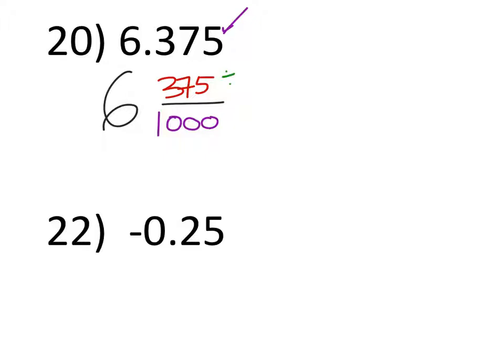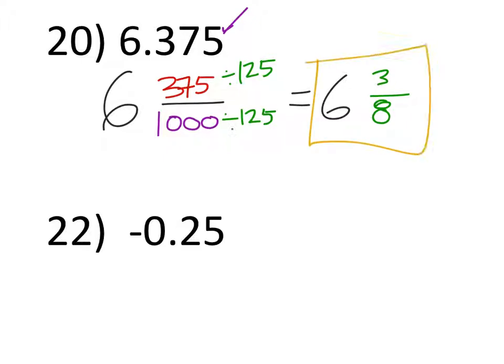So I can see that these both are simplifiable by 125 is what I'm looking at. Now, you may have been thinking 5, and that's okay. You just have to reduce it a few times. But to save some time, I'm going to make this 6. 375 divided by 125 is 3. 1,000 divided by 125 is 8 is what I get. So this would be 6 3/8.